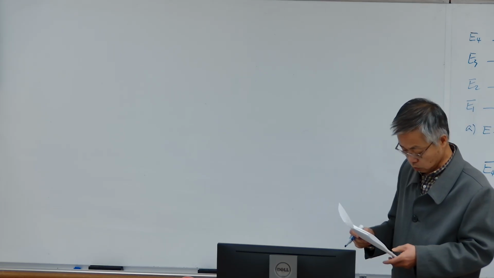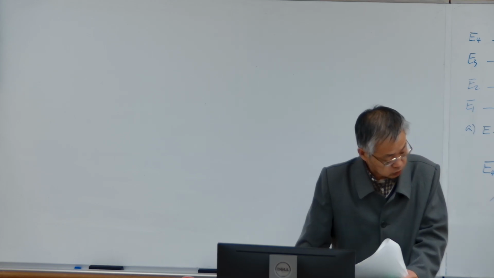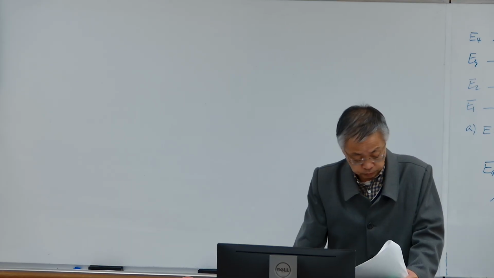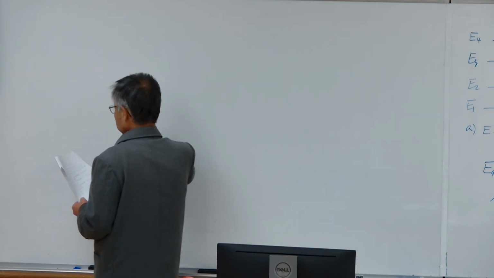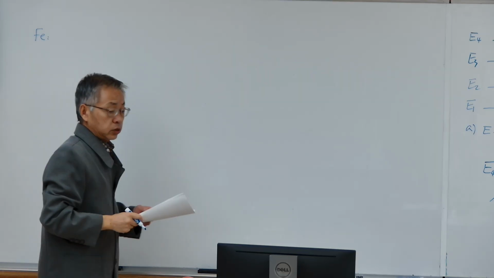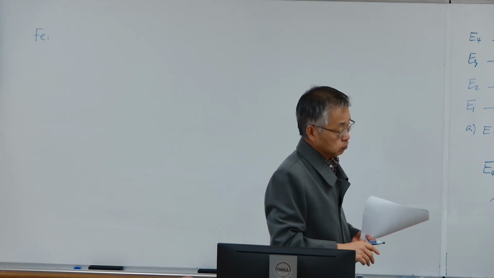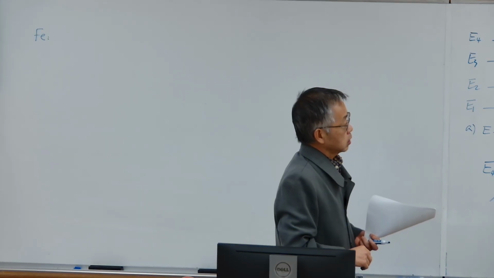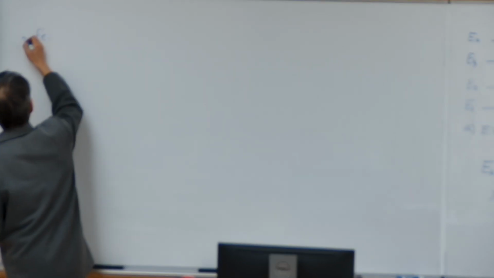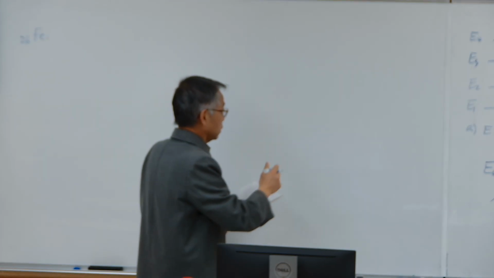Let me show you a couple more electron configurations and orbital diagrams, even though these are not the assigned homework problems. First is iron. We need to use a periodic table. The periodic table tells us there are 26 electrons for iron.